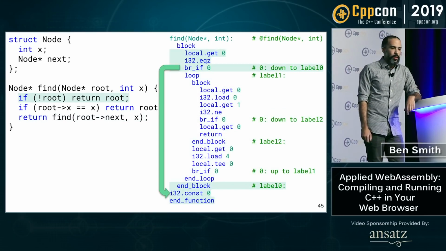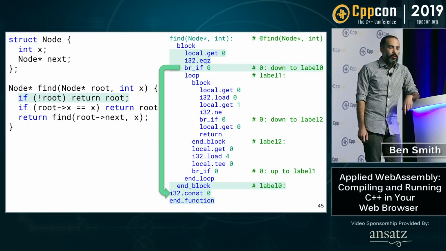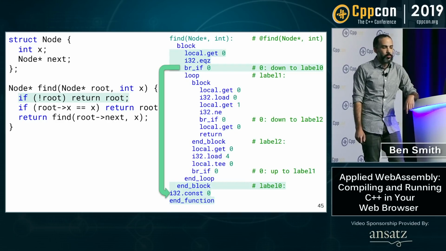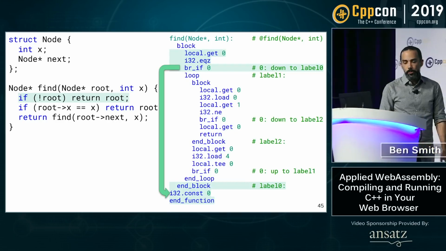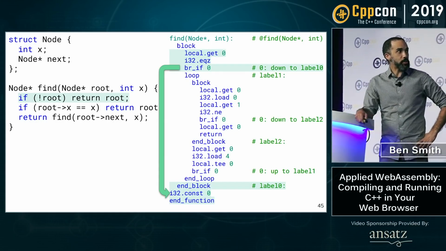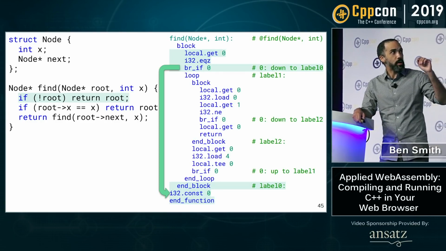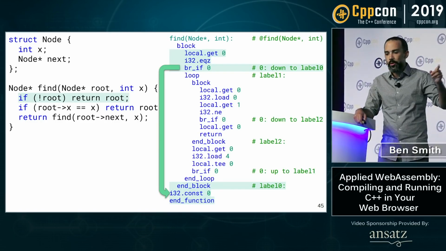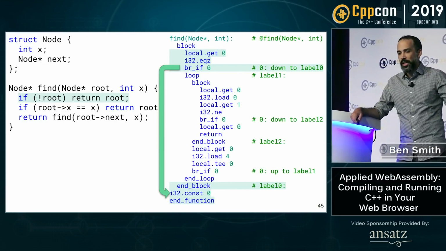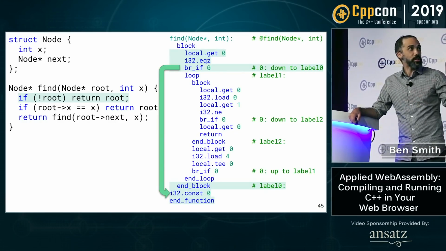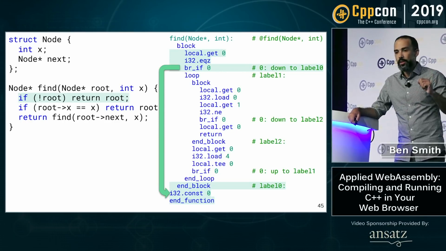Then you can see this BRF at the top. That BRF is essentially doing the equivalent of this: if not root, then return root. And you can see actually something cool here. We branch to the bottom and we just return 0. And we know, of course, that root must be null in this case. And so we don't actually have to read it again. We can just return i32 const 0, which is our null pointer.